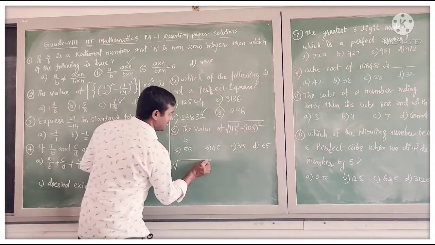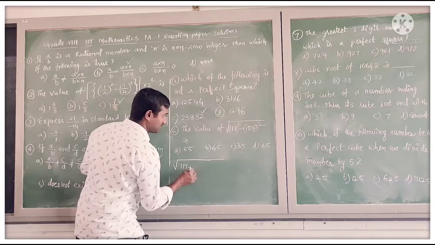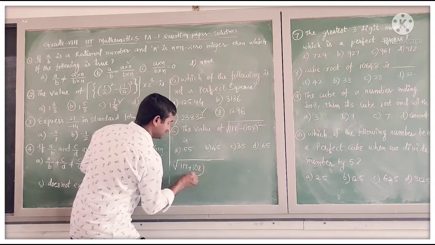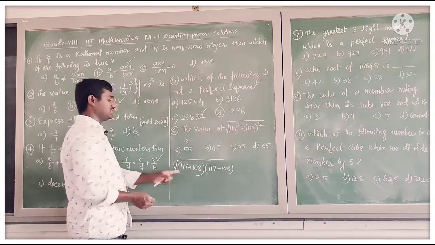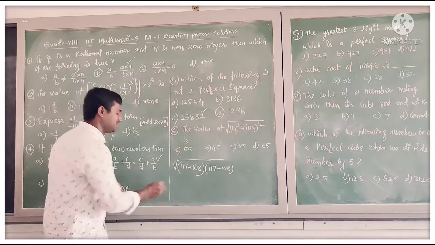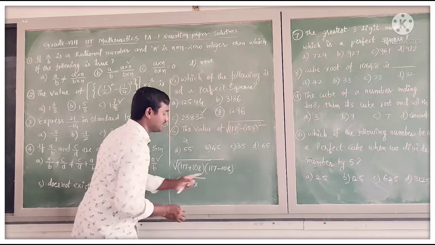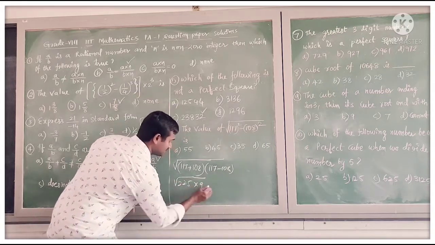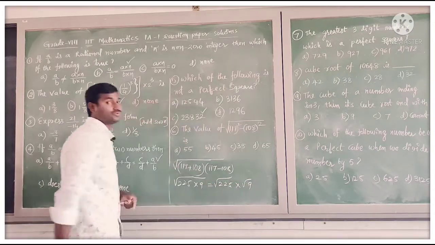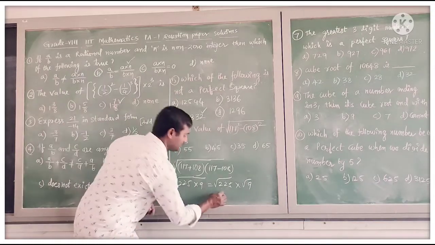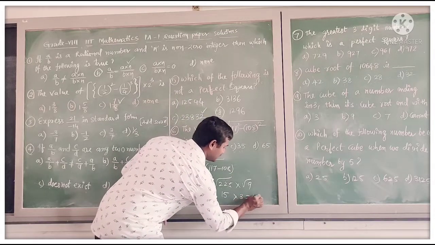So I am writing this as 117 plus 108 into 117 minus 108. 117 plus 108 becomes 225, into 117 minus 108, which is 9. I write this separately: root 225 into root 9. The square root of 225 we know is 15, and the square root of 9 is 3. So 15 times 3 is 45, the answer.